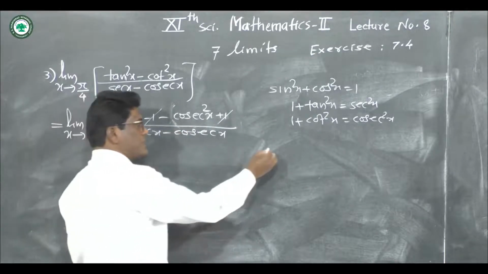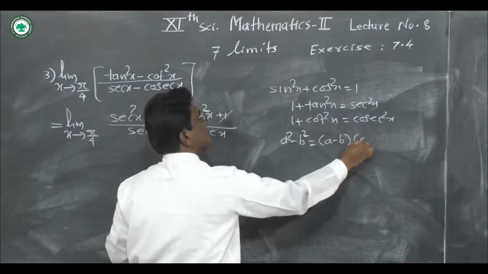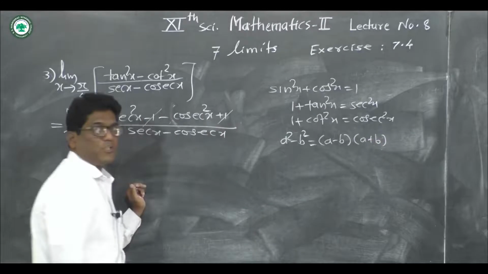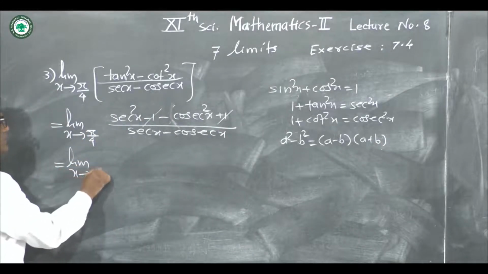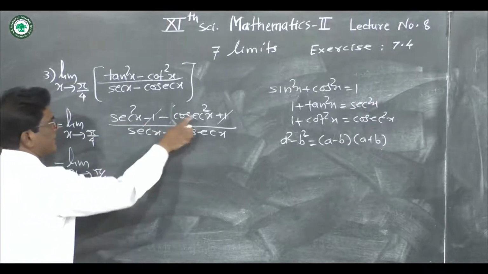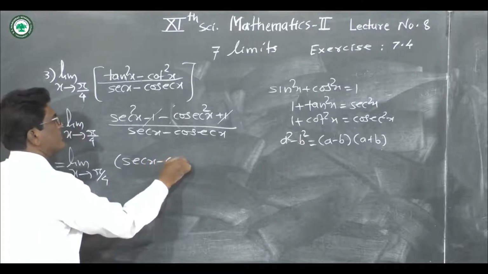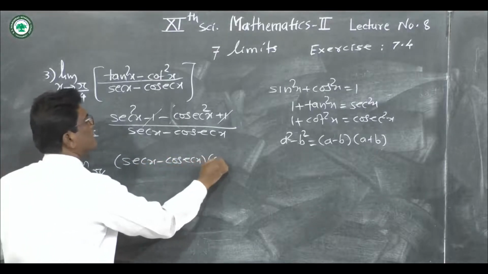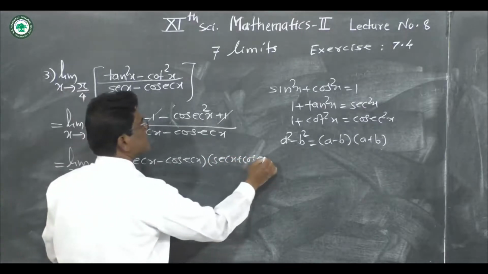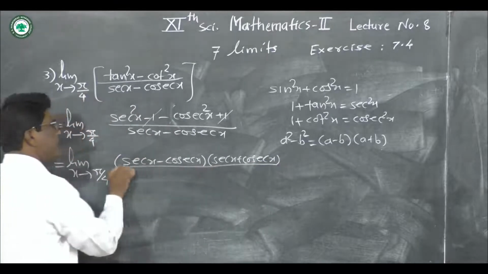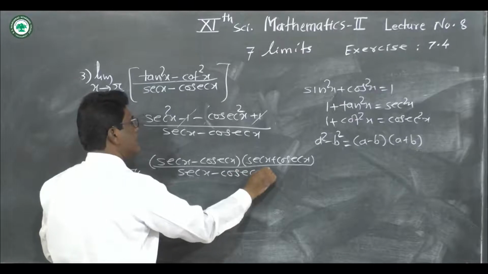That means we have to use here a square minus b square: in the first bracket a minus b, in the second bracket a plus b. Okay, so limit as x tends to pi by 4, take the factors. In the first round bracket we write sec x minus cosec x, and then sec x plus cosec x, and divided by this sec x minus cosec x. Now we cancel this common factor.